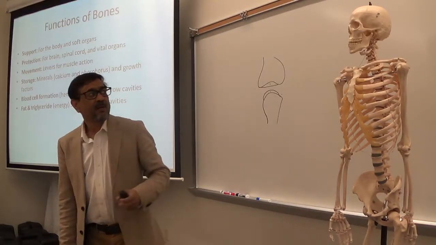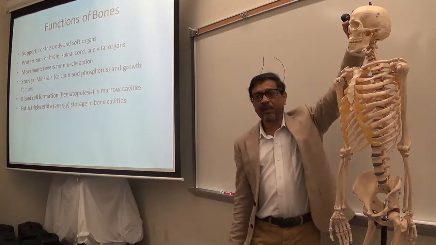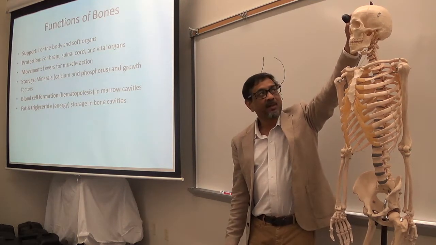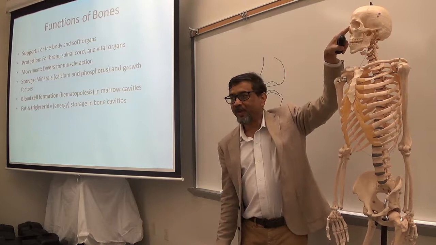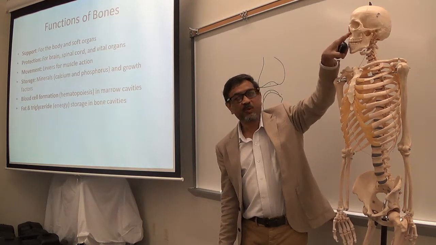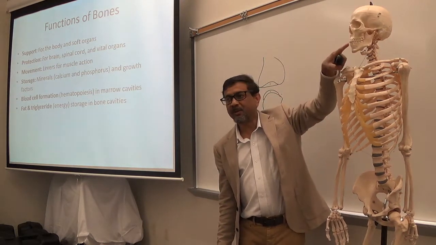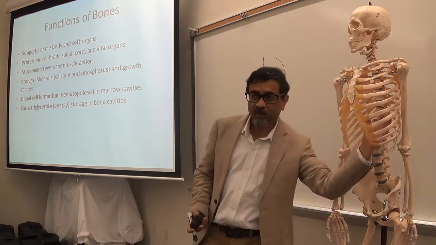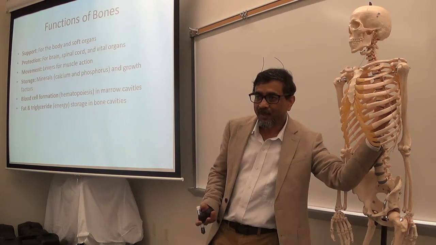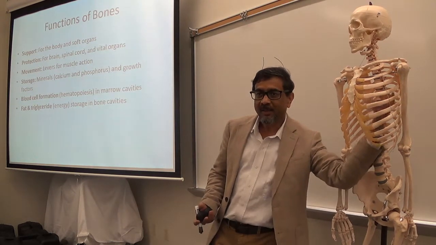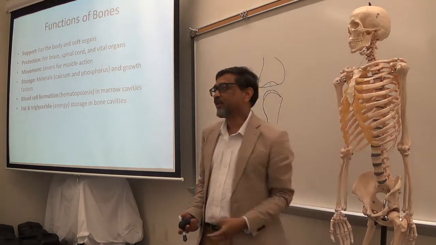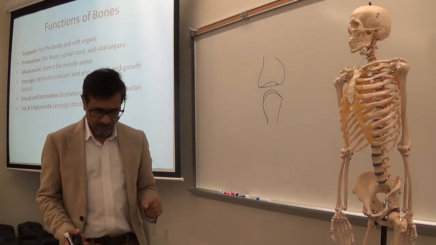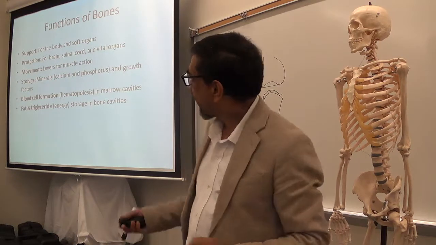Protection. Important organs, for example, your brain, right, is protected by the cranial bones. Your eyeballs are protected by the facial bones, right? Nose is protected by facial bones. The structures inside the mouth protected by facial bones. Your ribs protect your what? Heart, right? And lungs. So you see that bones protect important organs of your body.